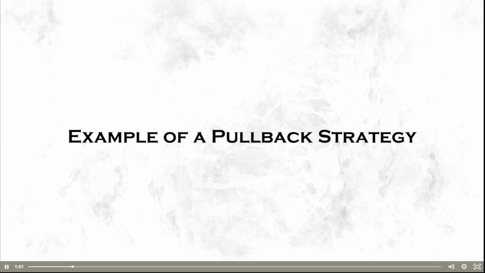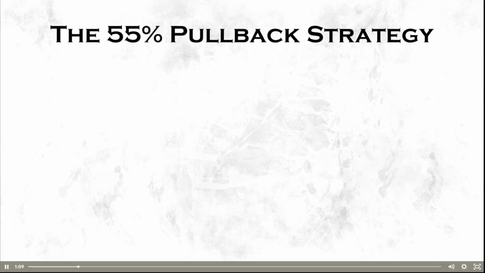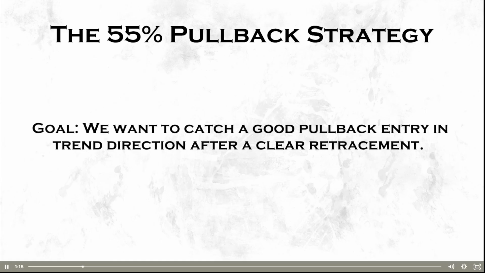Alright, now let me give you an example how you can create a pullback strategy. Let me give this pullback strategy the name the 55% pullback strategy. Alright, so the main goal of the strategy is that we want to catch a good pullback entry in the trend direction after a clear retracement.